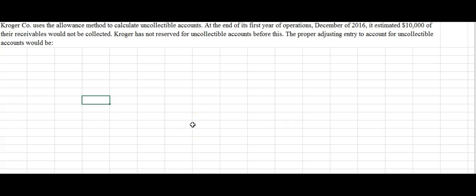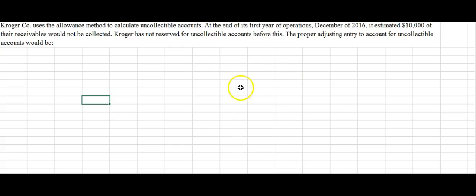Kroger uses the allowance method to calculate uncollectible accounts. At the end of its first year of operations, December of 2016, it estimated $10,000 of their receivables would not be collected. Kroger has not reserved for uncollectible accounts before this. The proper adjusting entry to account for the uncollectible accounts would be, okay, again, there's a video on this. Watch the whole video so that you can understand what I'm doing, okay?